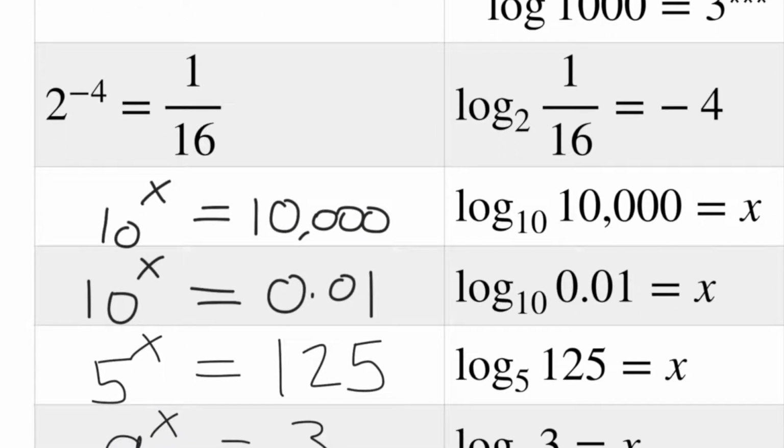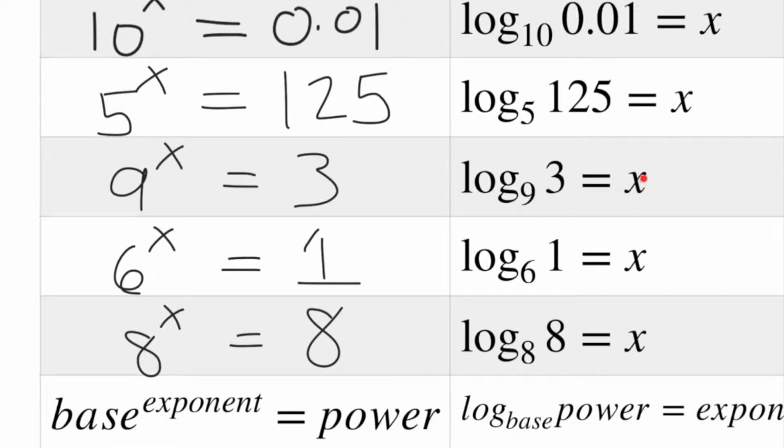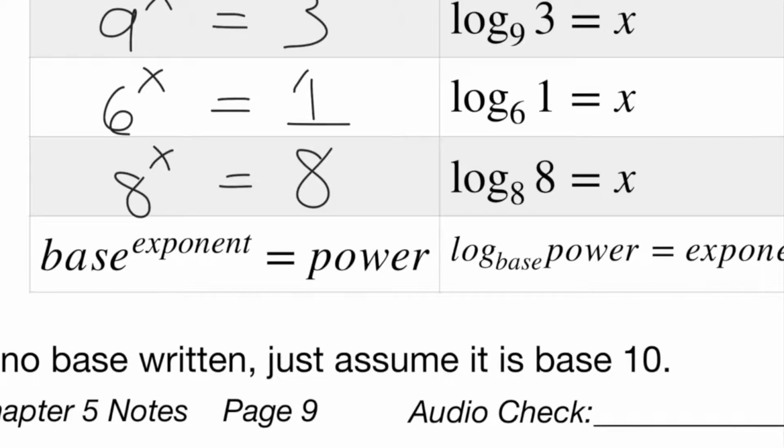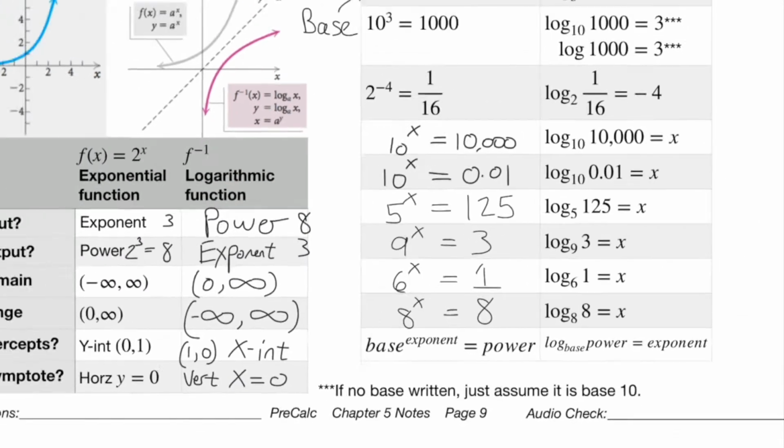Moving right along, we've got base, exponent, power. What do you get when you evaluate all of this? You'll get an exponent. Here, the exponent is x. And this is what they look like: base, exponent, power. Log to some base of a power is equal to your exponent. And like I said, if no base is written, you can just assume that it's base 10.